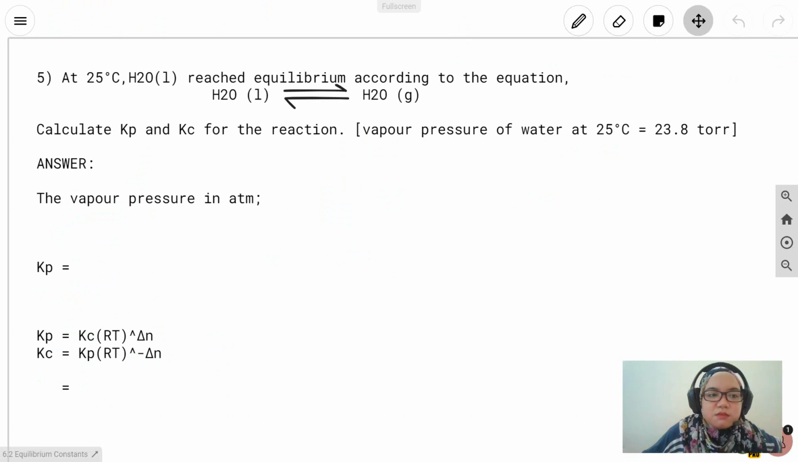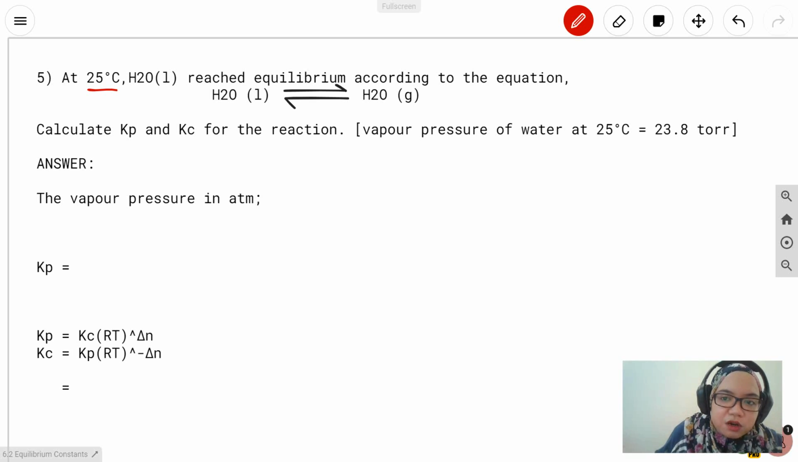Okay. Question number 5 said, at 25 degrees Celsius, H2O liquid reaches equilibrium according to the equation H2O liquid in equilibrium with H2O gas. So calculate the Kp and Kc for the reaction. The vapor pressure of water at 25 degrees Celsius is 23.8 torr. So we need to convert the vapor pressure in terms of ATM since we are going to use this equation R here, right? So we convert to ATM.